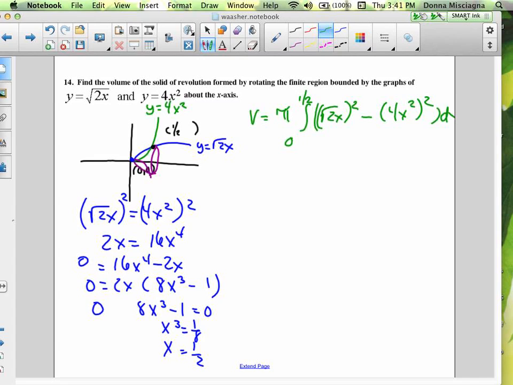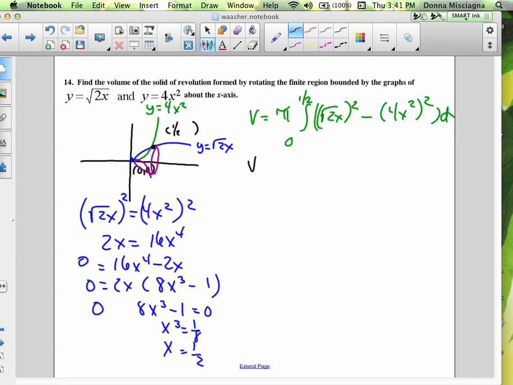I started to sketch my graph, but sometimes take a moment and find your points of intersection, because that will help you sketch a better graph. I realized I made a little mistake when I was trying to draw y equals 4x squared. I wasn't making it intersect y equals the square root of 2x, and they intersect. So find your points of intersection, draw your graph, and then set up your integral. And then all you have to do is integrate and evaluate.